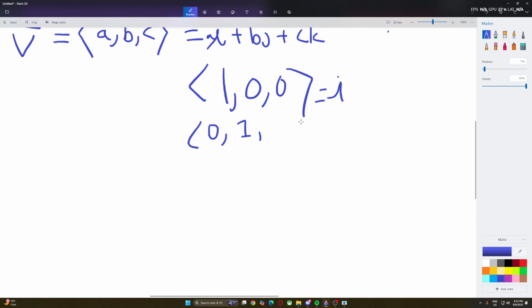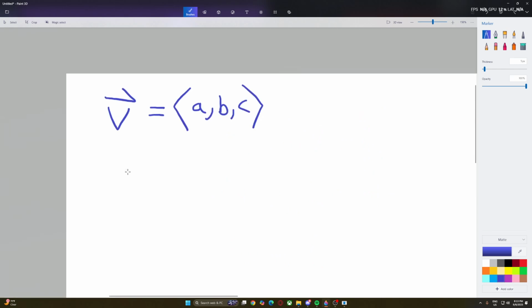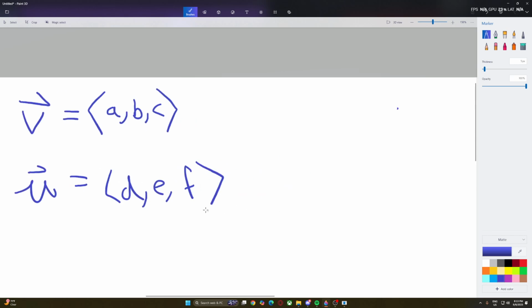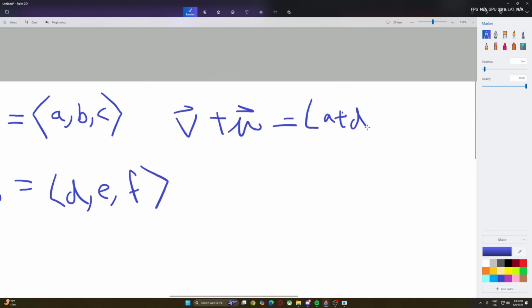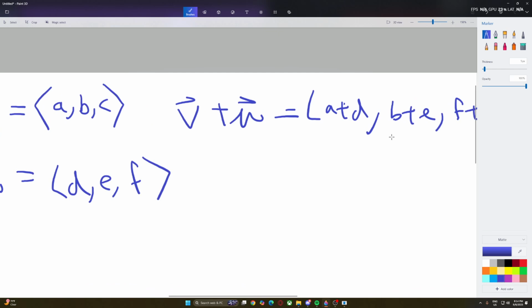Now, to further emphasize my point, with vector u equals a, b, c and vector v equals d, e, f, the sum u plus v equals a plus d, b plus e, and c plus f. Yeah, let's see if that's all for now.